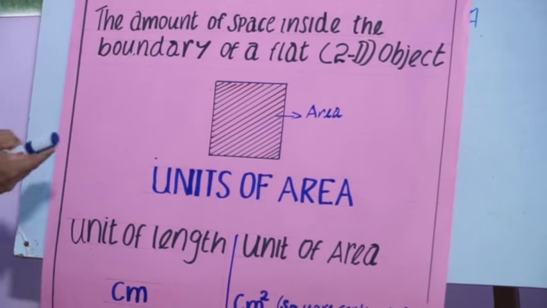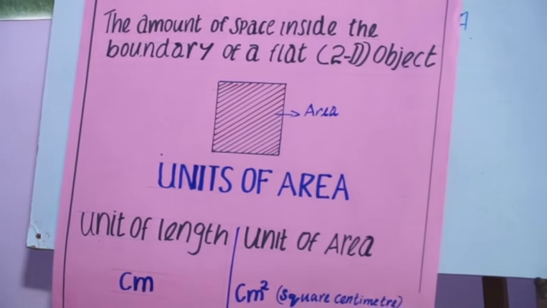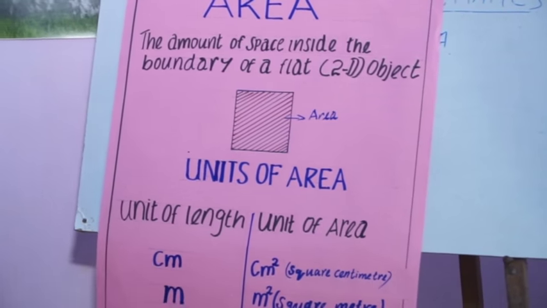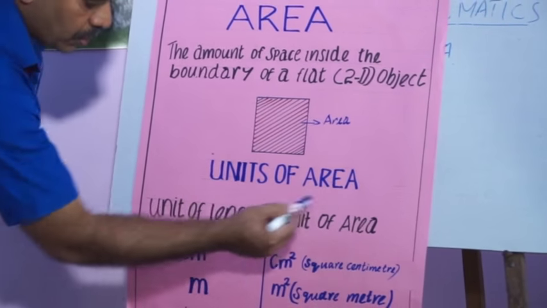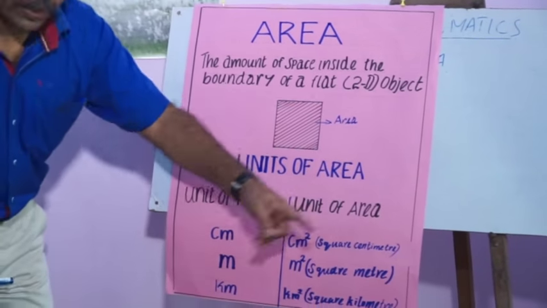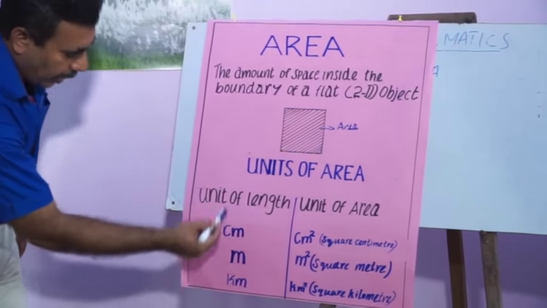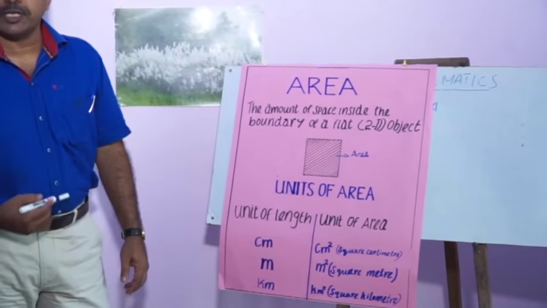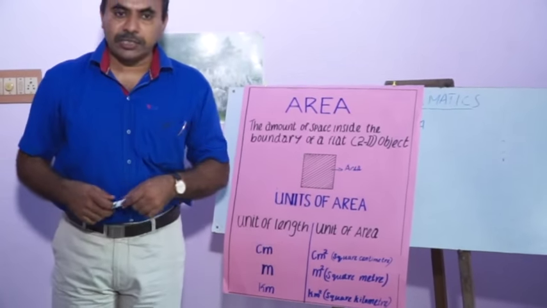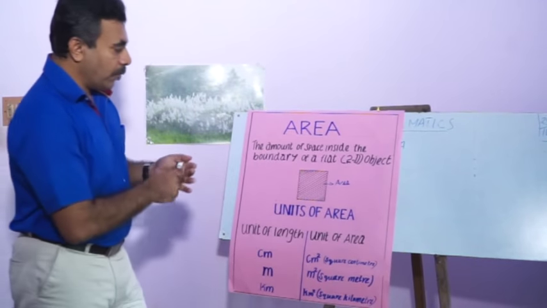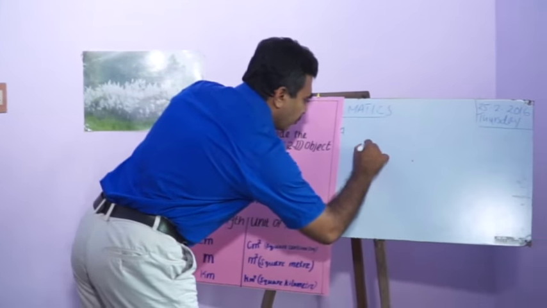Then I told you area we express in square units. For example, if the unit of length is centimeter, then the unit of area should be centimeter power 2, that is square centimeter. And if it is in meter, it is square meter, so meter power 2. Kilometer also like that. Understood? Very good. So, here is the question.